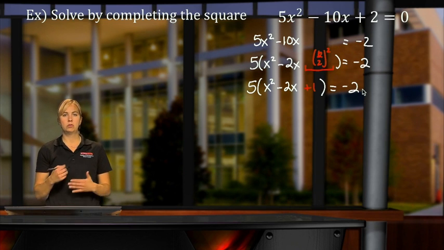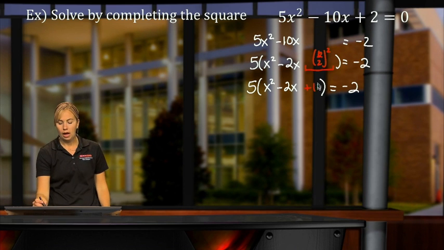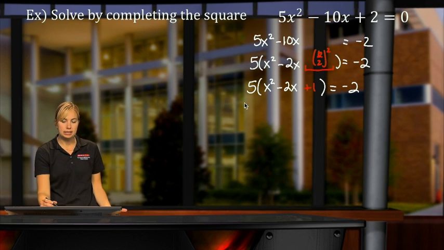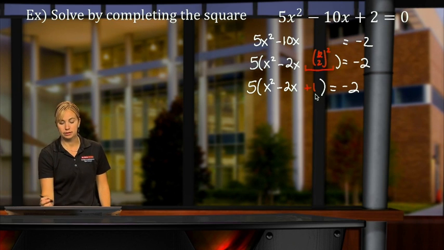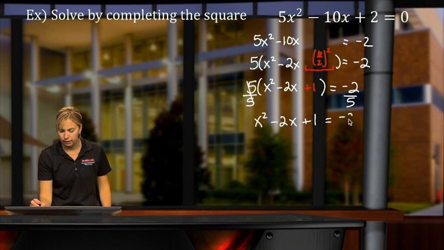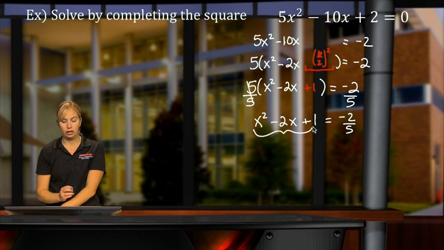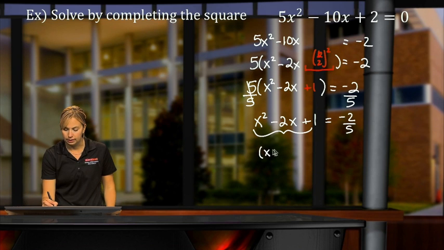Now let's talk about that golden rule. What we do to one side, we have to do to the other side. I've got this plus 1 here, but I also have this 5 out front. It might behoove us to get rid of that 5 right now. 5 is being multiplied by everything in the parentheses, so I can divide both sides of my equation by 5, and now it's gone. X squared minus 2x plus 1 equals negative 2 over 5. And now we can factor the quadratic on the left. This is going to factor to x minus 1 times x minus 1.